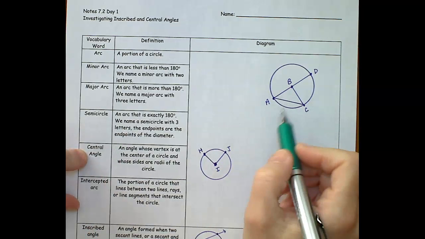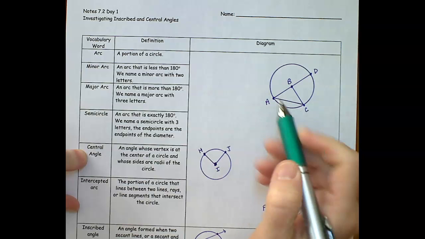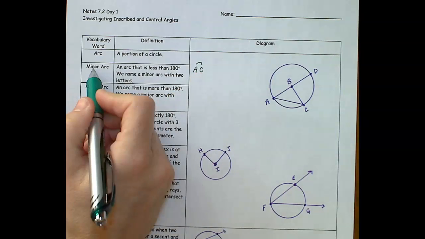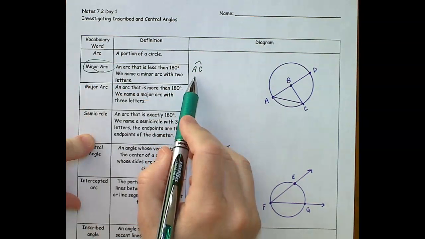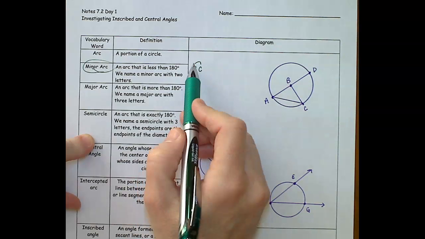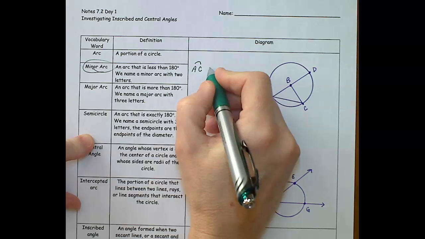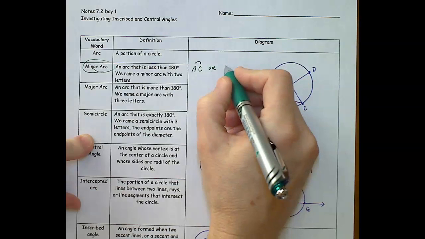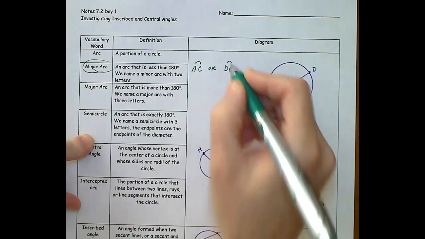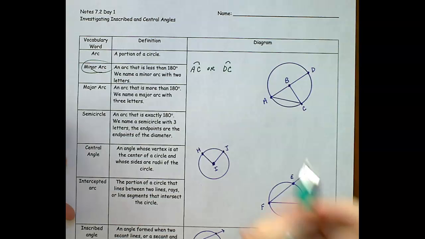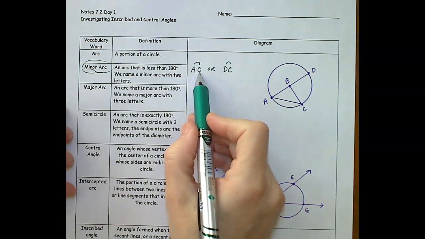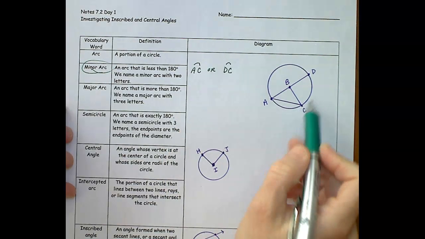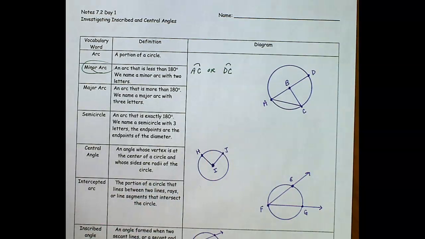Some minor arcs on this picture are arc AC. How you label a minor arc is you use 2 letters, it has to be 2 letters because it's less than 180, and you put this little arc symbol above. Another one over here would be arc DC with the arc label. Now you could switch the letters, so arc AC is the same thing as arc CA, and arc DC would be the same arc as CD. So the order of the letters can be switched, just so you know.